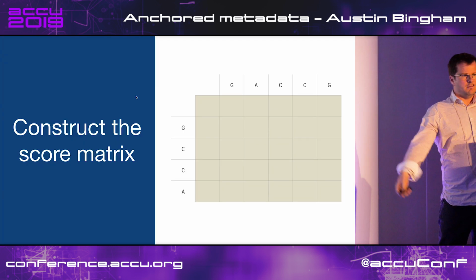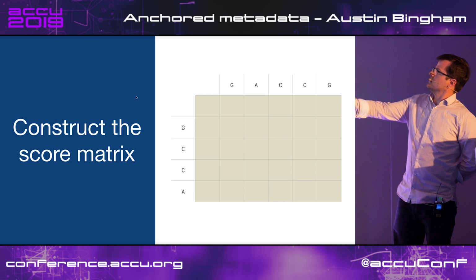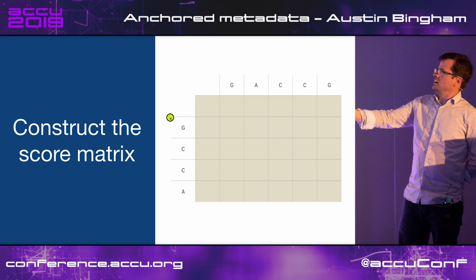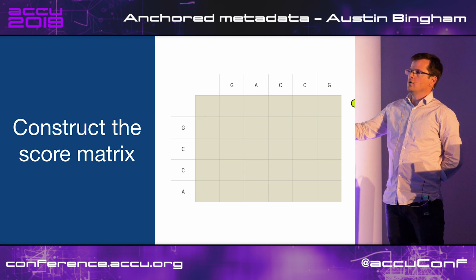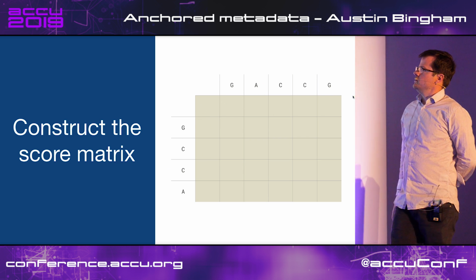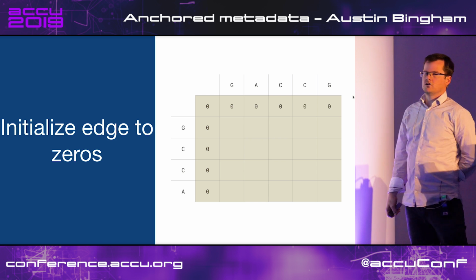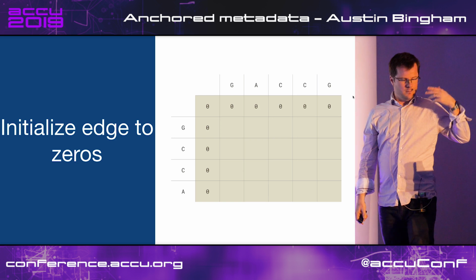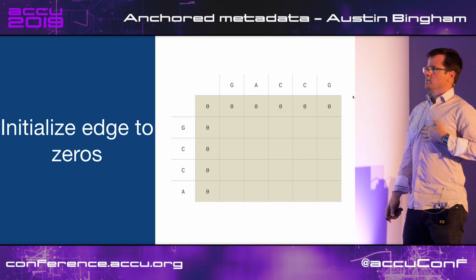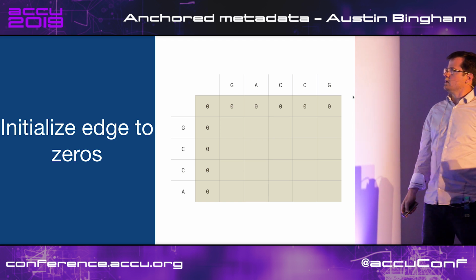So we start off with a scoring matrix like this. At the top, we've got GACCG and GCCA here. And you can see we have this extra column and extra row here, and that's because we're going to initialize those to zeros. So now we've got the seed matrix. And from this, we start to apply the scoring algorithms and the gap penalty algorithms. And how does that look?